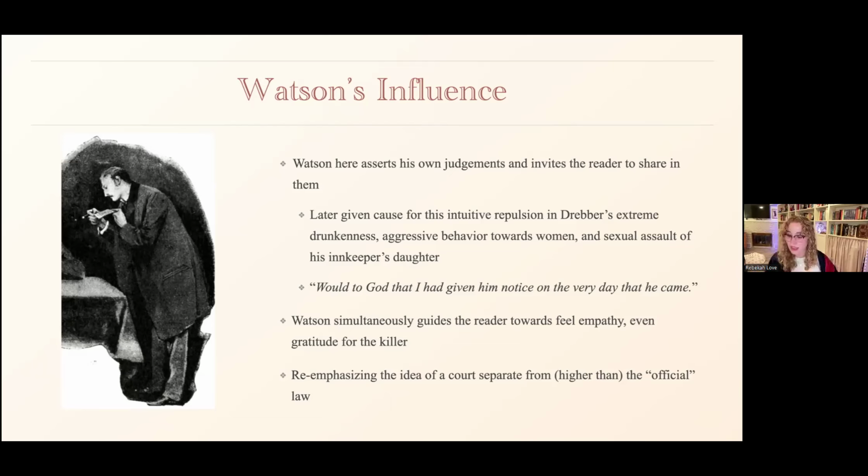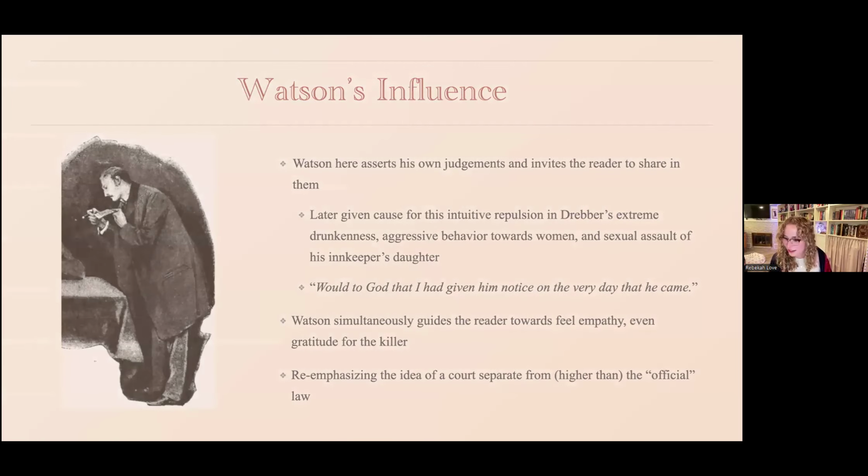Watson later gives the reader justification for his and their distaste for Drebber when he and Holmes uncover evidence of his monstrous behavior, including the sexual assault of a young woman, even before we learn the true reasons for Drebber's murder. An innkeeper describes her decision to let Drebber stay under her roof as a sort of deal with the devil, one she wishes she had refused. And in his gratitude for Drebber's killer, Watson again evokes the idea of a morality that is separate from the official law and even popular opinion, a truer law, and hints that a higher power may just side with the criminal.